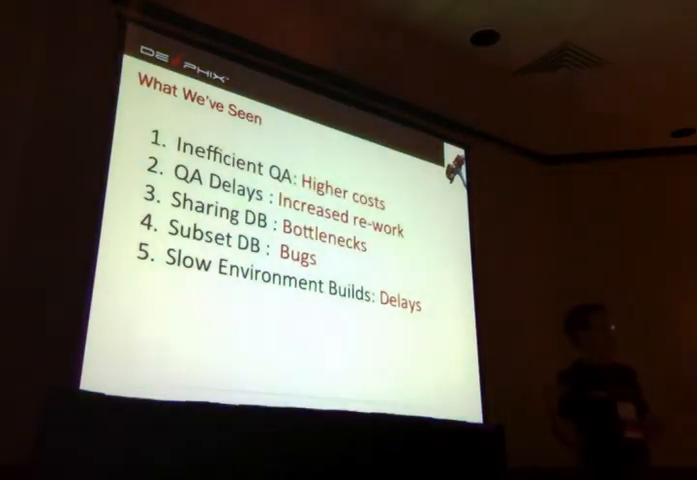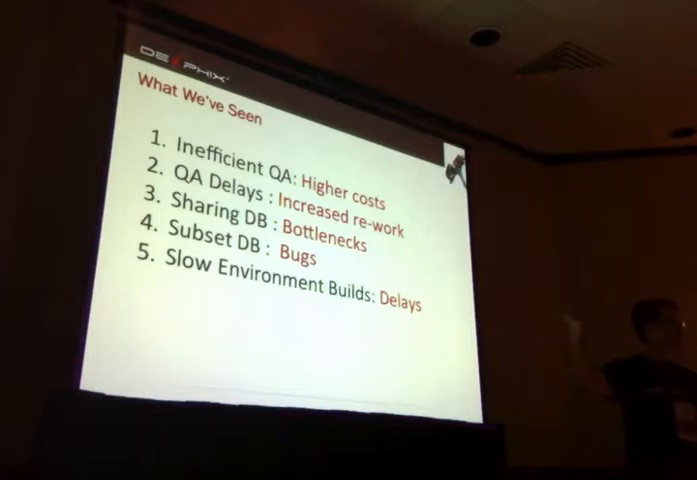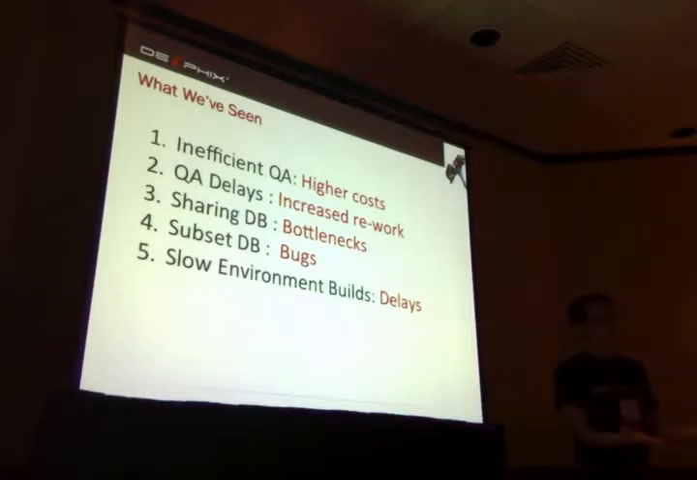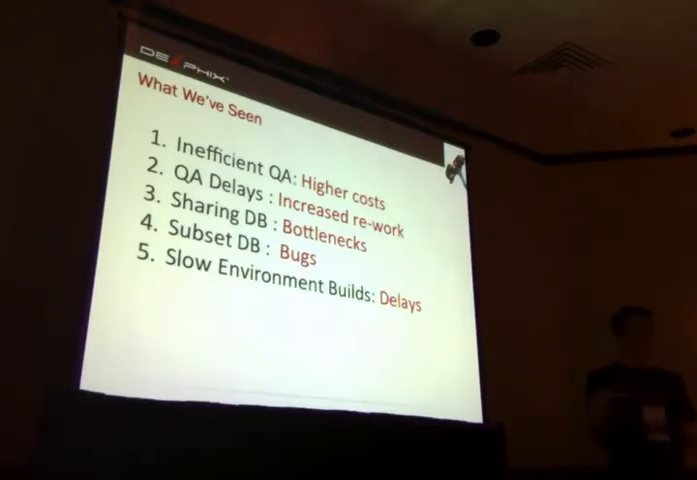So here are the problems that we've seen. Inefficient QA, where I'm spending more of my time building the QA environment than actually running QA. QA delays: I find bugs late, so I've got more work to do later. Sharing databases between development teams causes bottlenecks; developers have to wait for each other. Using subsets creates bugs that end up in production. And then slow environment builds, really slow environment builds, just kill everybody's motivation and create a culture of no.